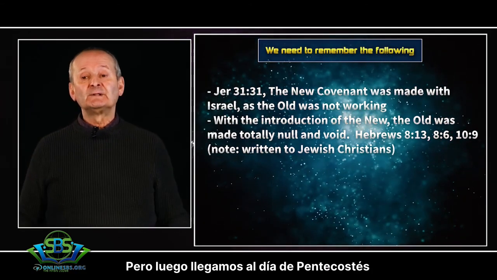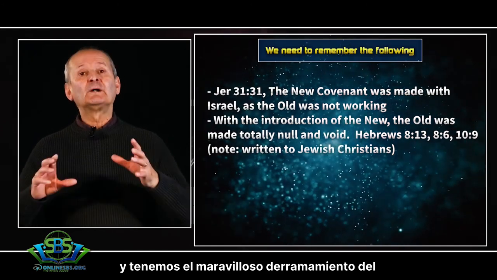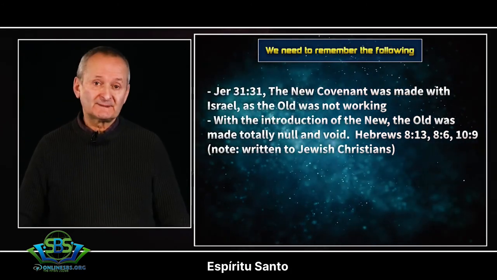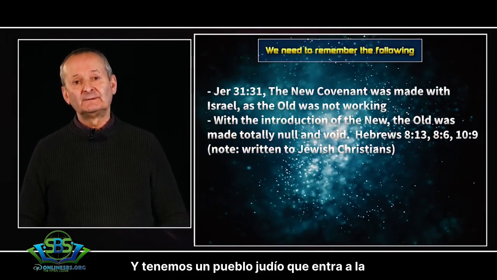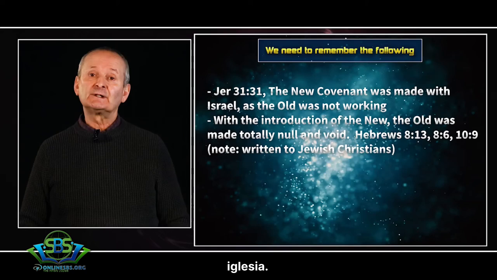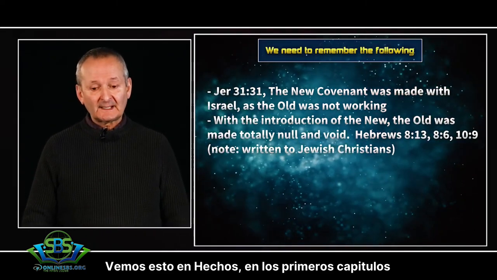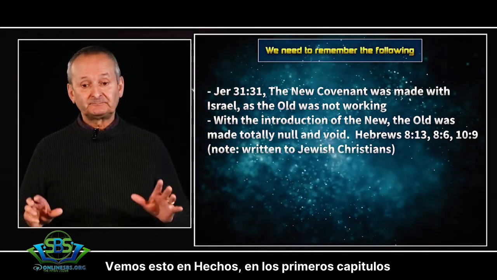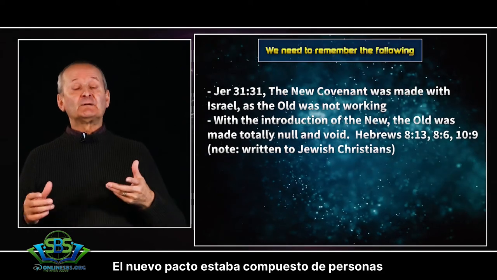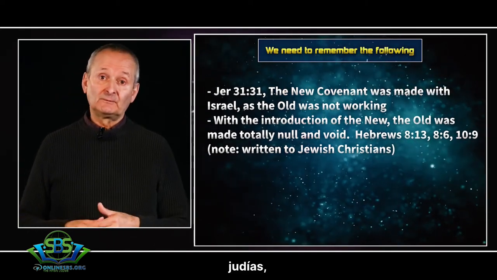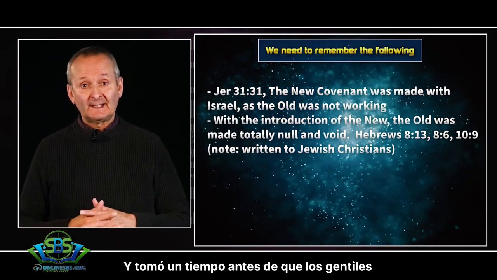But then we come to the day of Pentecost. And we have the wonderful outpouring of the Holy Spirit. And we have Jewish people coming into the church. And so we see in Acts, in those early chapters of Acts, that the church, the new covenant, was made up of people who were Jewish people. And it took a while before Gentiles entered in.